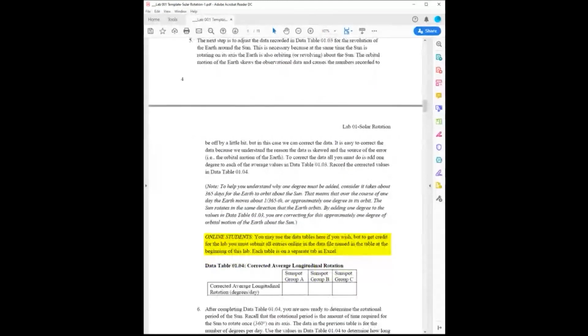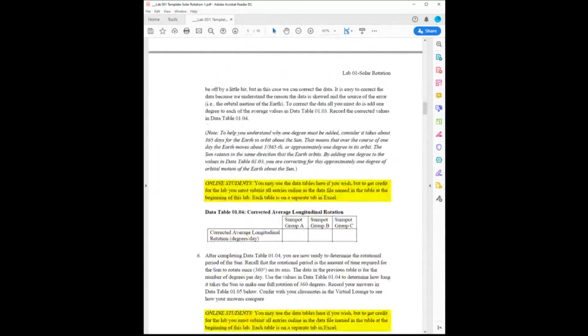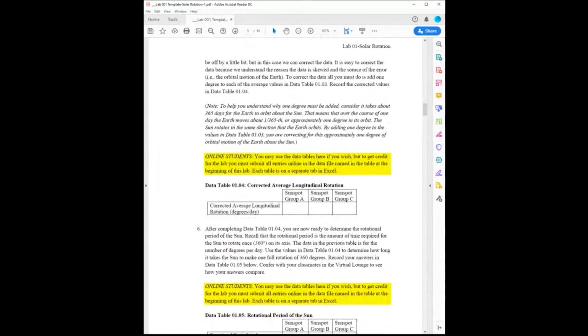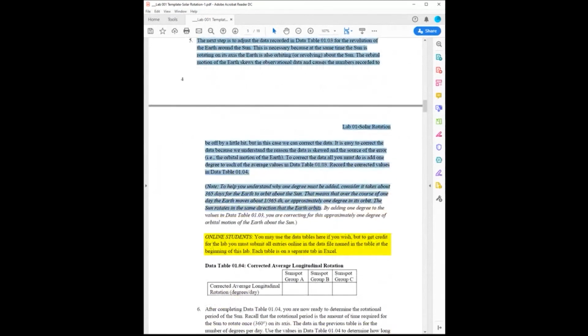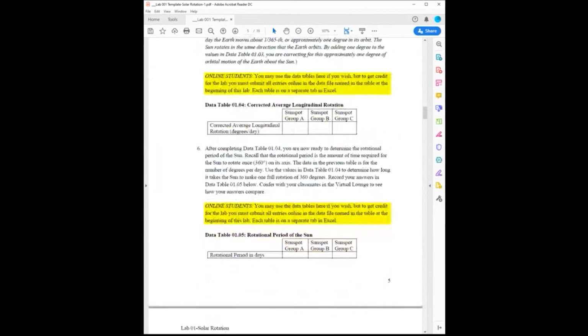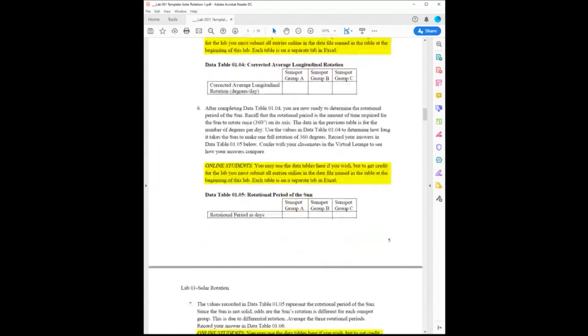And then step 5 talks about correcting the data. There's a correction that has to be made to the data because of the changing orbital position of the Earth, and you can read all of this information right here. There's a lot of words there, but the correction is very simple, very straightforward. After you read that, you should be able to correct your longitudinal rotation and fill in data table 1.04. It's really simple. It's not tricky at all.